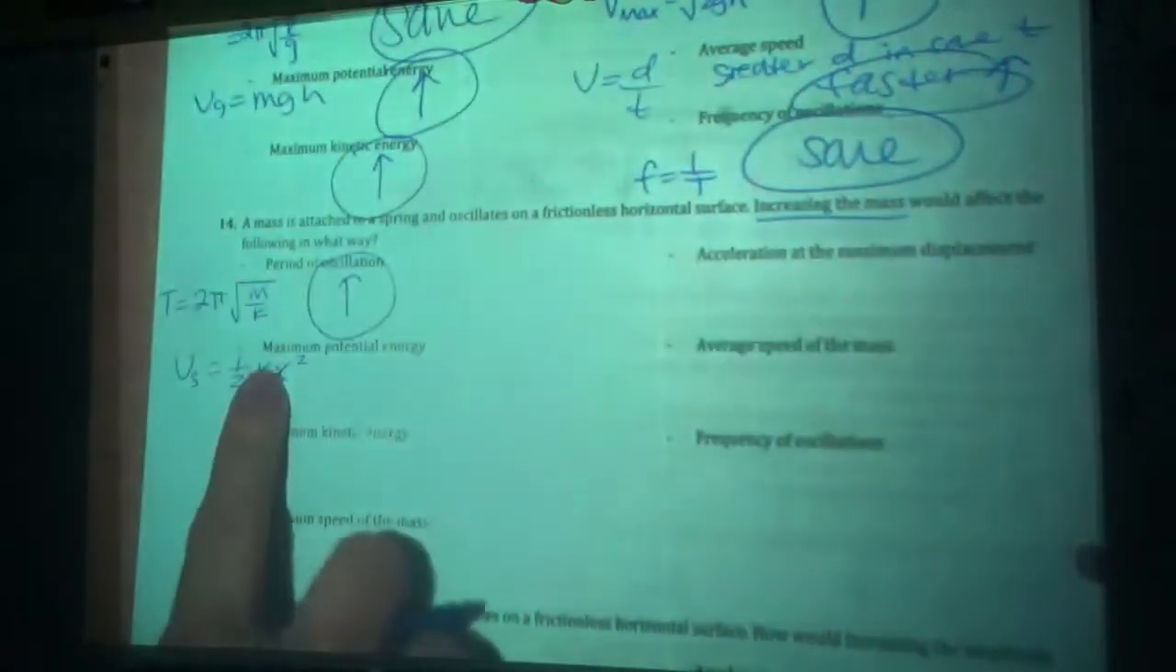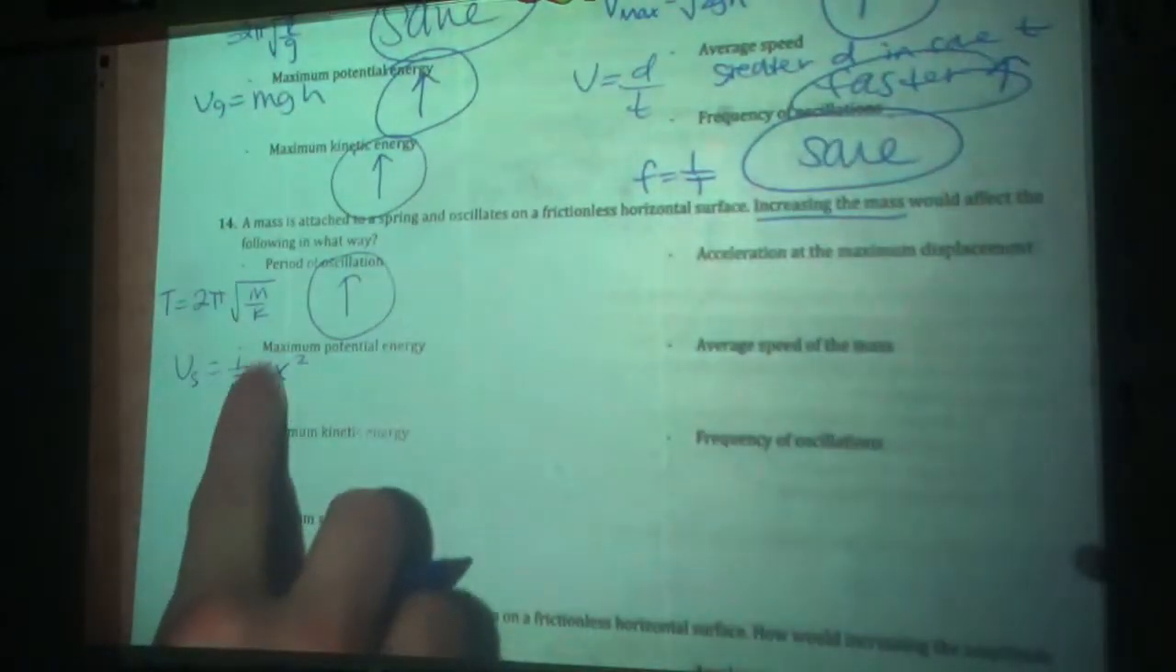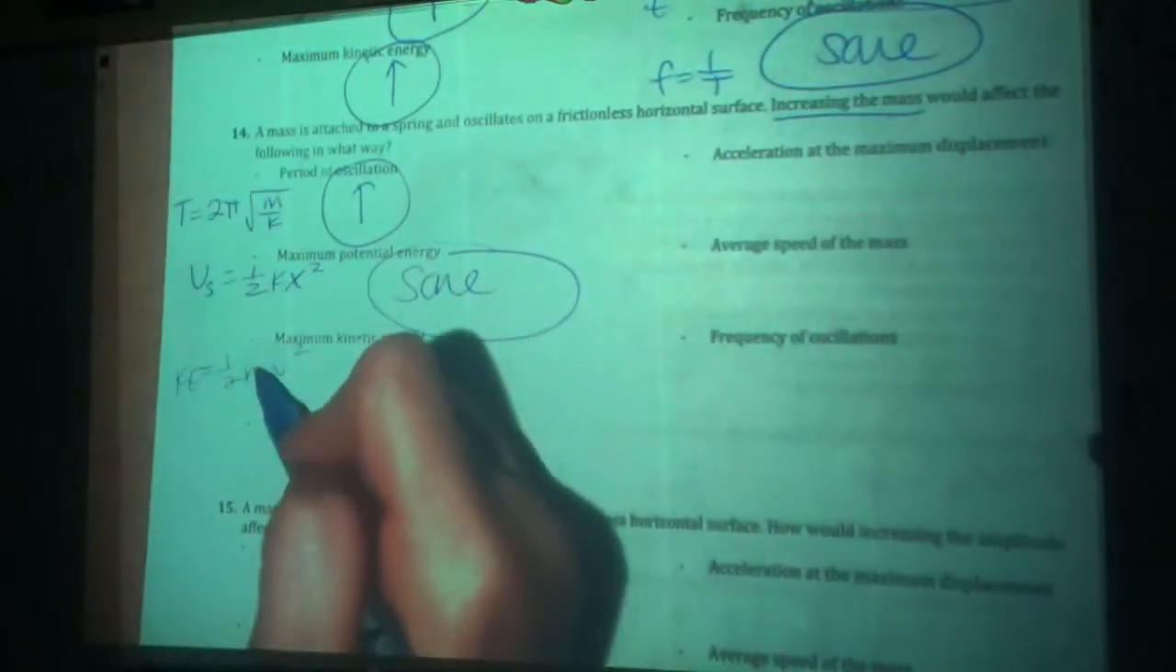Maximum potential energy, so I'm starting with spring potential energy, 1/2 kx squared, where x is like your amplitude. Increasing the mass is not going to affect my spring constant or how far I've compressed it, so this has to stay the same. Your maximum kinetic energy, 1/2 mv squared. Some people are tempted to go, okay, well this has dependence on mass, so more this, more that. Well, I was able to say that here because I knew that k stayed the same. K is the spring constant, and it didn't say anything about changing the spring constant. So this increased and this stayed the same, so it had to go up.